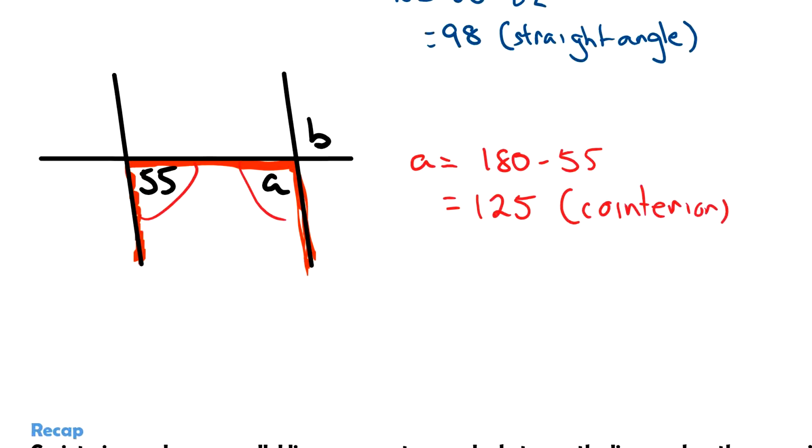Next, I'm looking at this blue line and this blue line, because we want to find that B. If you remember, because they're straight opposite each other, I know that B is going to be the same as A, so 125. And my reasoning for that is because it's vertically opposite.